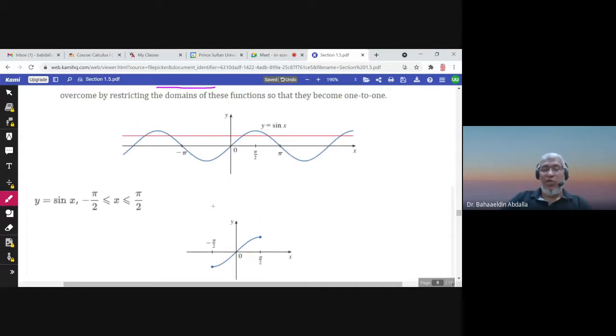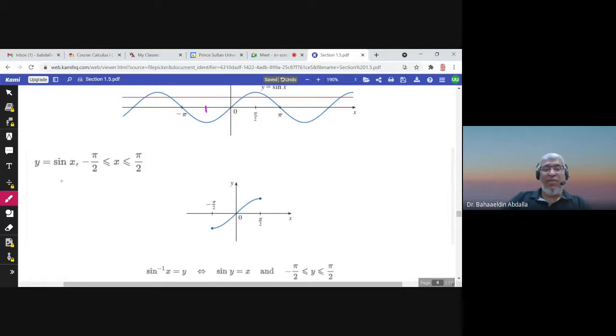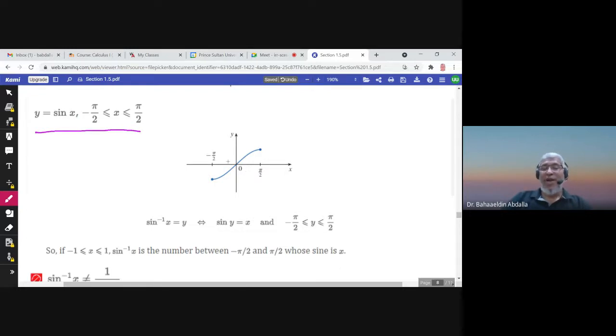So if we choose from negative pi over 2 to pi over 2, from here to here, this would be the graph of sine x in this domain, and now it passes the horizontal line test. So I can define the inverse function. How? If sine y equals x, then sine inverse x would be y.